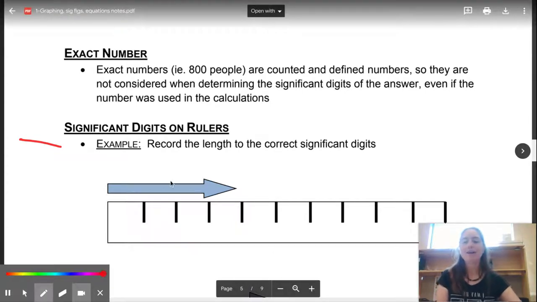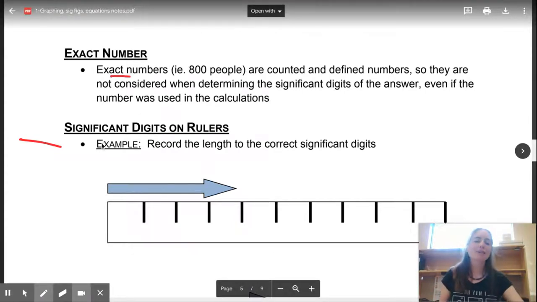All right. So ladies and gentlemen, exact numbers we're going to deal with sometimes, not a ton though. For example, if you have 800 people, those are exact numbers. I mean, you can't have 800.5 people, you can't have half a person walking around, we don't chop people down the middle. Because they are a counted and defined exact number, these are not considered when determining significant digits, even if you used it in the calculations.